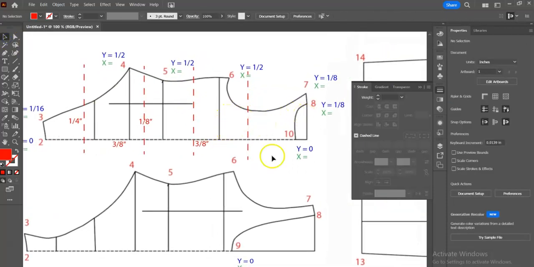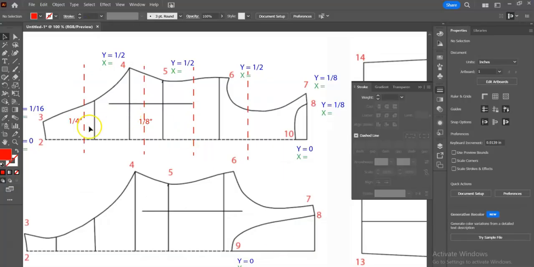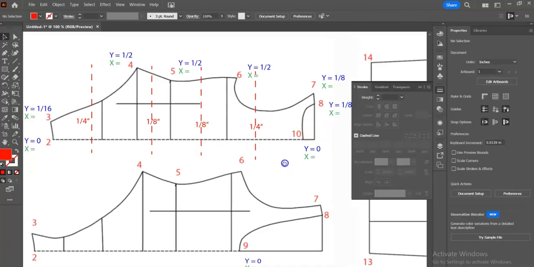On the top half, I know this whole waist placement is going to grade 3/8. I don't know what this distance is, but I do know what this grade is because from my 6 to my high point shoulder is my armhole drop, and my armhole drop is grading 1/4 of an inch. So I am going to call this slash line 1/4 of an inch. 3/8 minus 1/4 is 1/8, which means this slash line is 1/8. We'll get to the neck drops in just a minute.